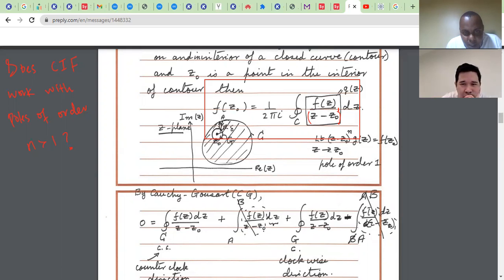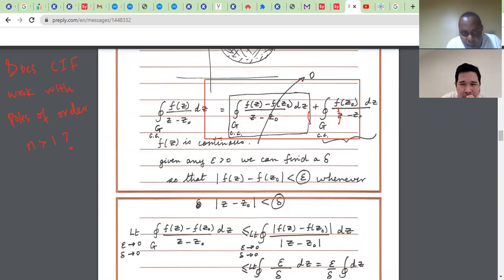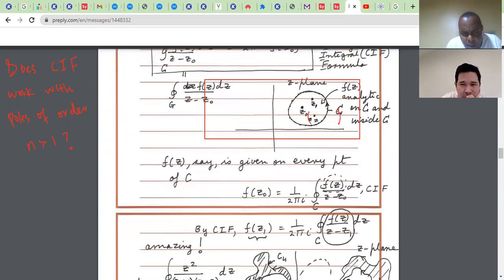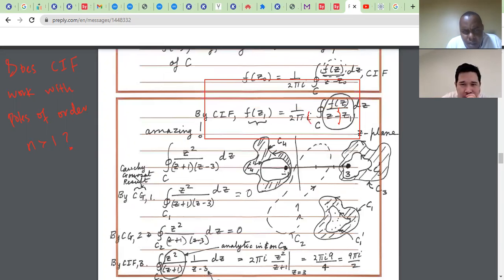Because when you look at the examples that we worked with, this example was z plus 1, a simple pole. This was also a simple pole. What if we had something like z squared over (z plus 1) squared times (z minus 3) squared? What would happen if they were not simple poles? So that's what I will be thinking about, and it's something good for you to think about as well.